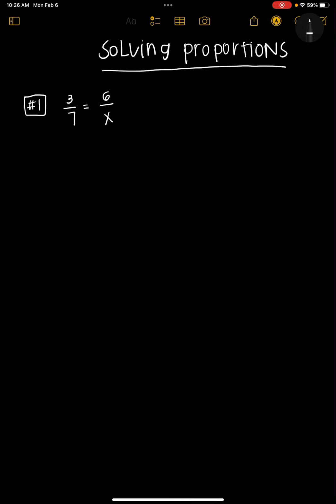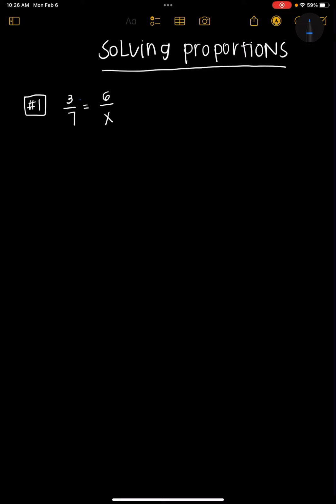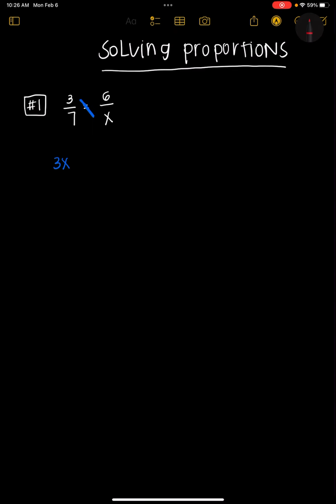something called cross multiply. So when we cross multiply, what we're going to do is multiply the top of the first fraction to the bottom of the second fraction, like that. So like 3 times x would be 3x, and then we're going to multiply the bottom of the first fraction times the top of the second fraction, so 7 and 6, so 7 times 6. I'm just going to write it as 7 times 6 so that we remember what it is.